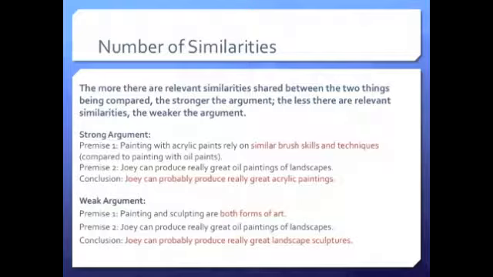Because we have less similarity being established in the weaker argument compared to the stronger argument, there's less of a chance that the two categories of painting and sculpting will overlap, such that the other characteristic that is being noted of one of the things being compared may not actually fall in the intersection of the two things that are being compared.